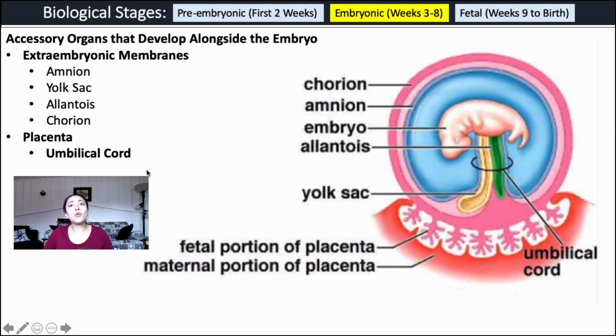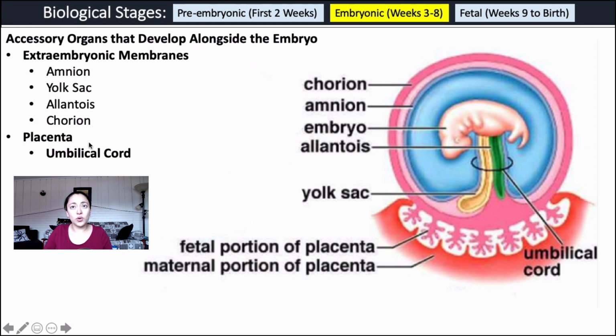Now let's look at the accessory organs that develop alongside the embryo. These include extraembryonic membranes, including the amnion, which you can see here, outlined in blue, the yolk sac, shown in yellow, allantois, shown in green, and the chorion, shown in pink here. We're going to talk about the function of these extraembryonic membranes in the next slide.